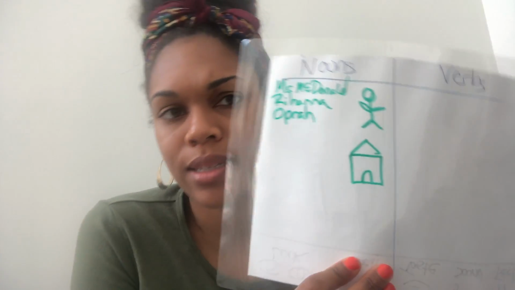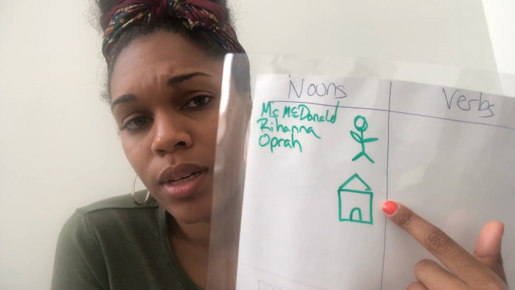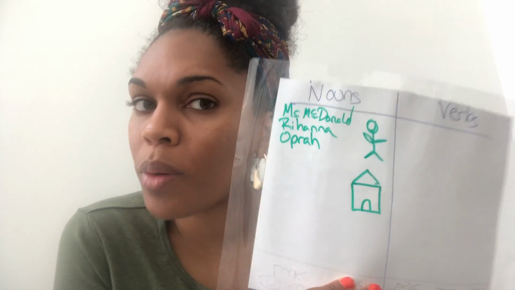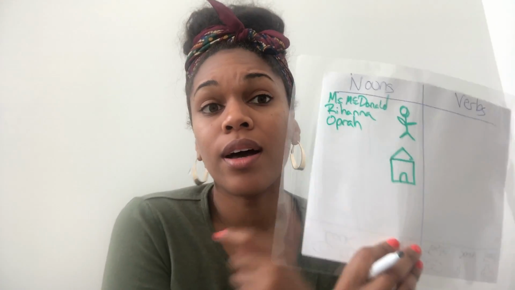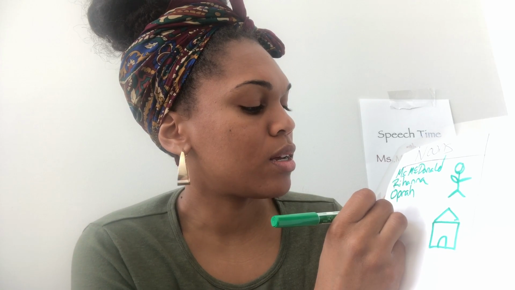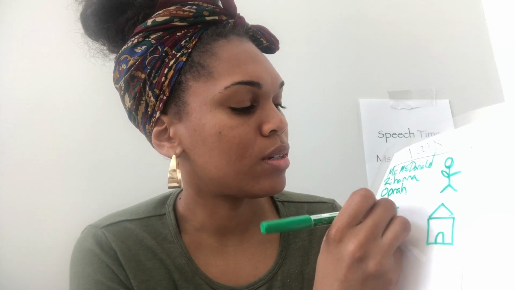Let's think about the next part of a noun, which is a place. A place. Right now, the government has said we need to stay in the house. So what place are we in? We're in the house. So I'm going to write house because that's a place.